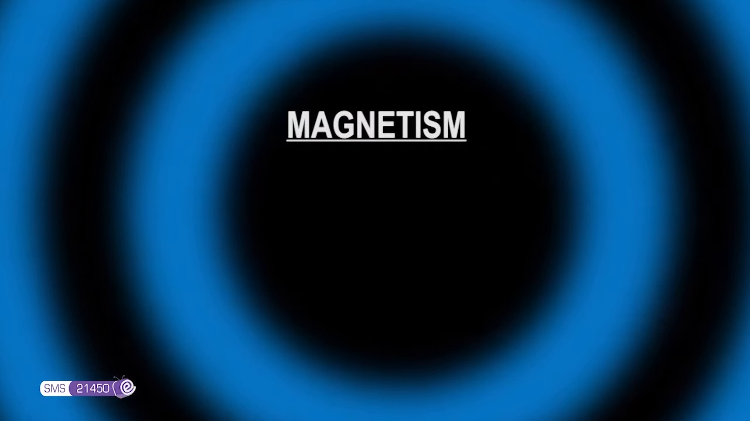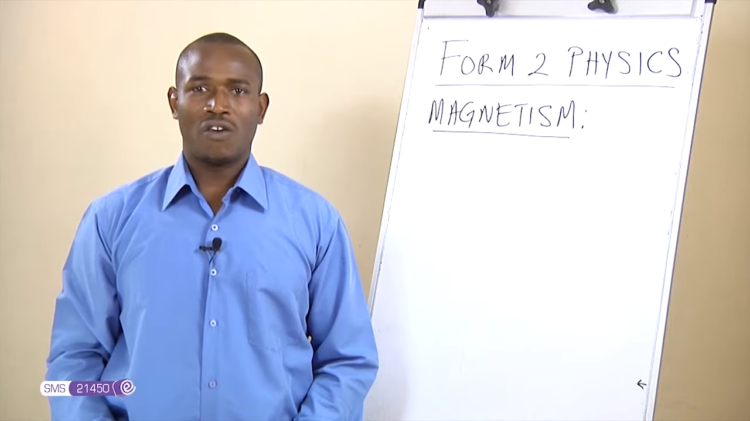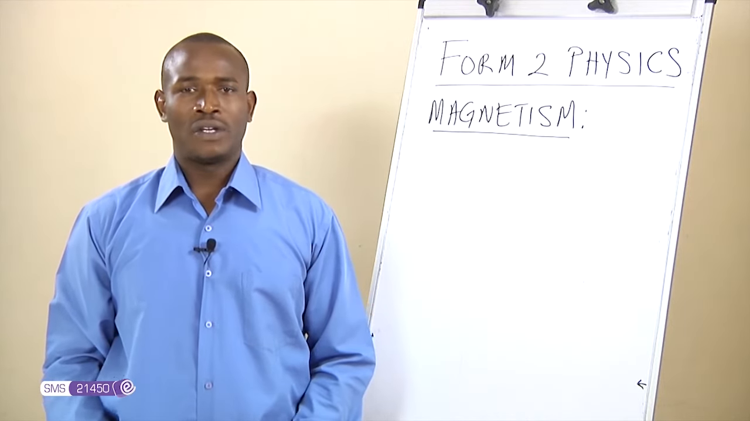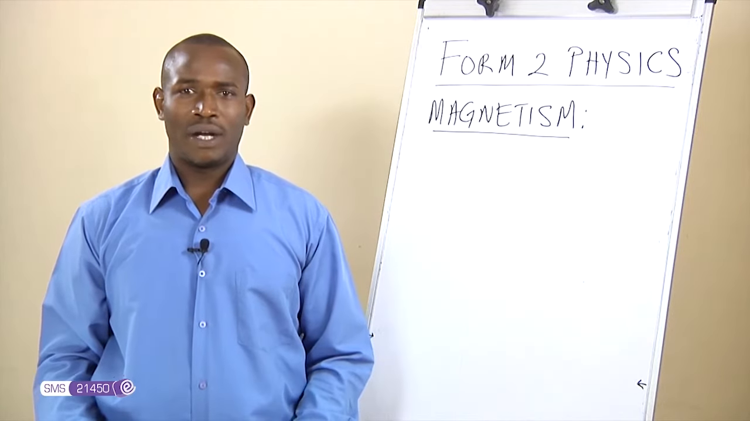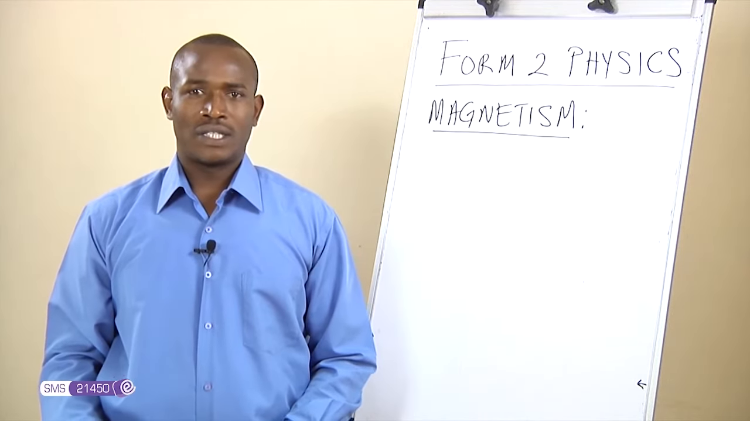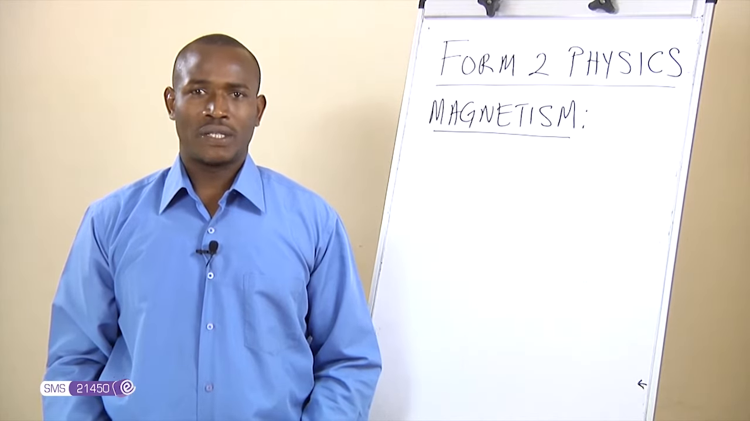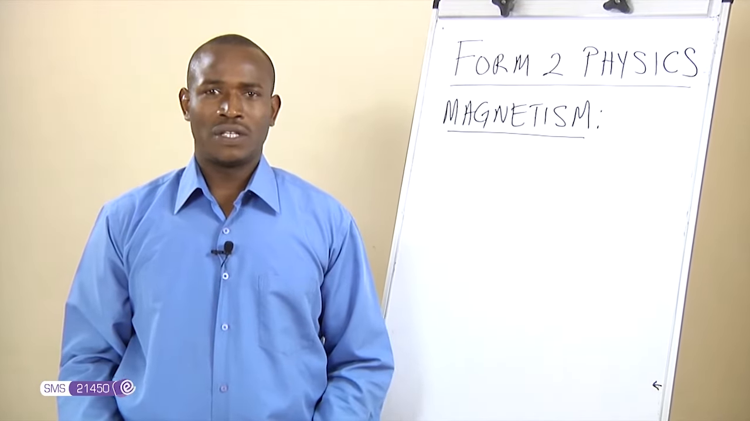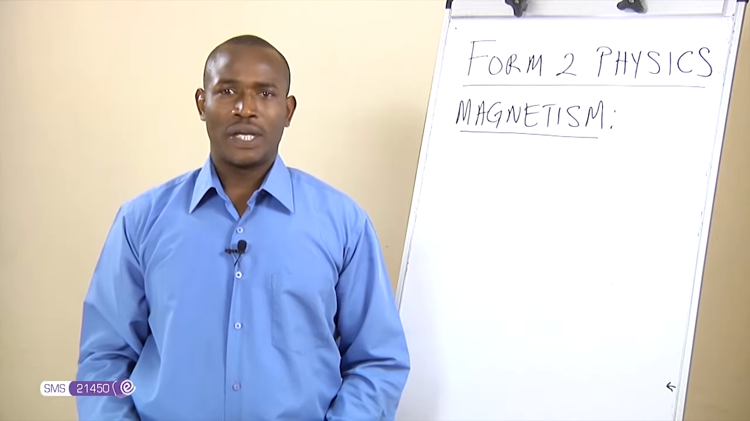So our topic of discussion, as I've said, remains magnetism. During the last lesson, we discussed the domain theory of magnetism, where we said that all magnetic materials consist of small magnetic groups called domains.